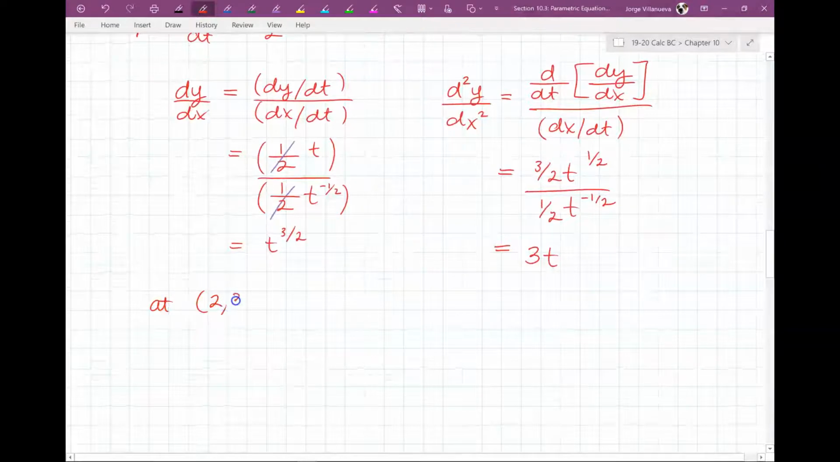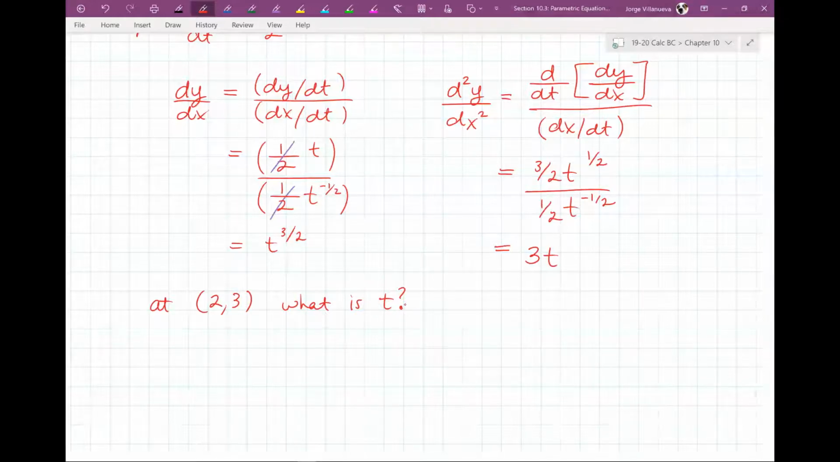At (2, 3), what is t? Because that's what we need. We've got to figure out the t value at that point. Okay, so the way we do that is we could just try to figure out what t is using one of the functions that we were given.